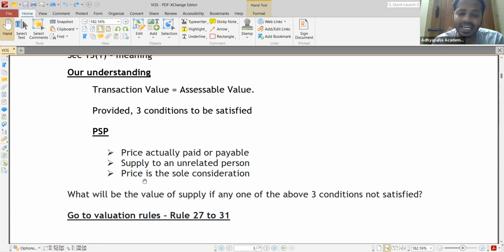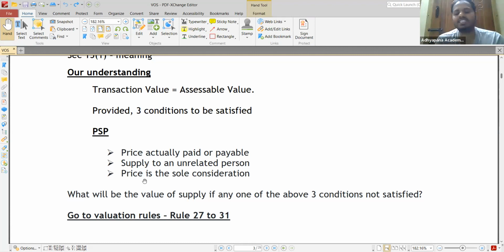Supply to an unrelated person. Then price is the sole consideration. If these three conditions are satisfied, then the transaction value is the assessable value.